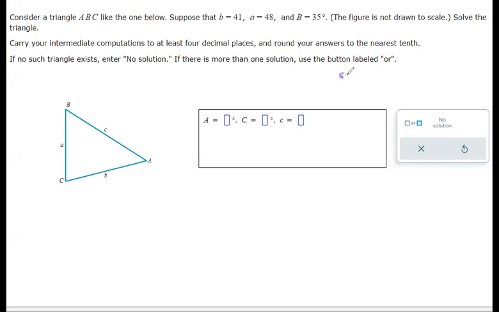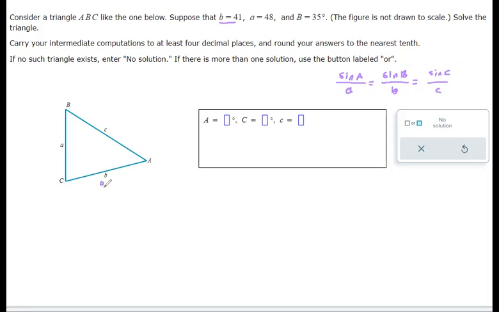The law of sine is the sine measure of one angle, divided by the side that is opposite to that angle, equals the sine measure of another angle in that triangle, divided by the side that is opposite to that angle, and that is equal to the same for the third angle. So the sine C divided by side C.